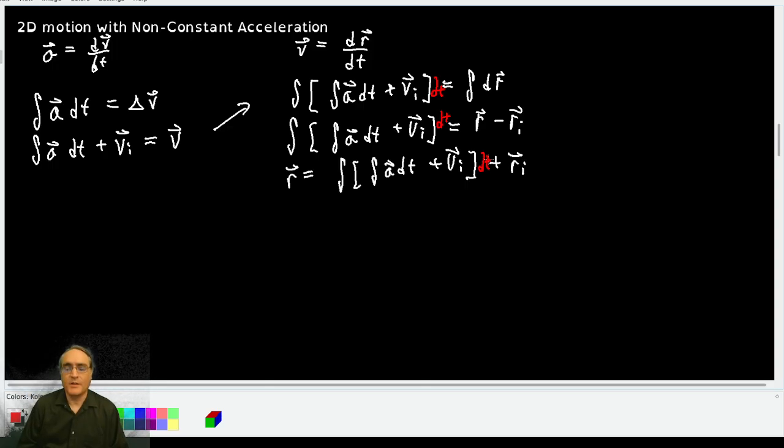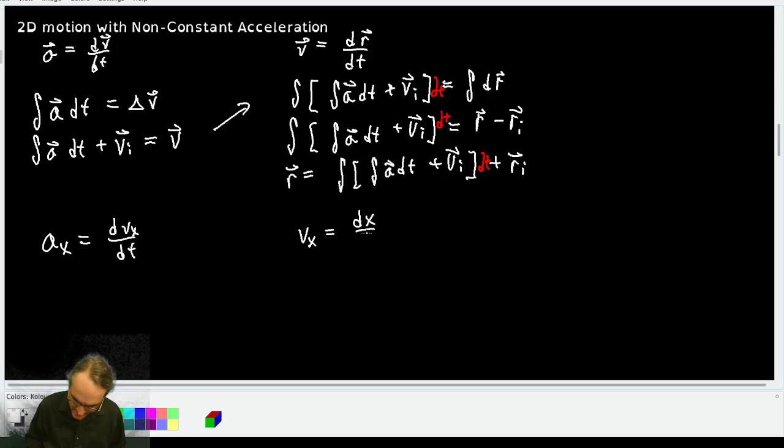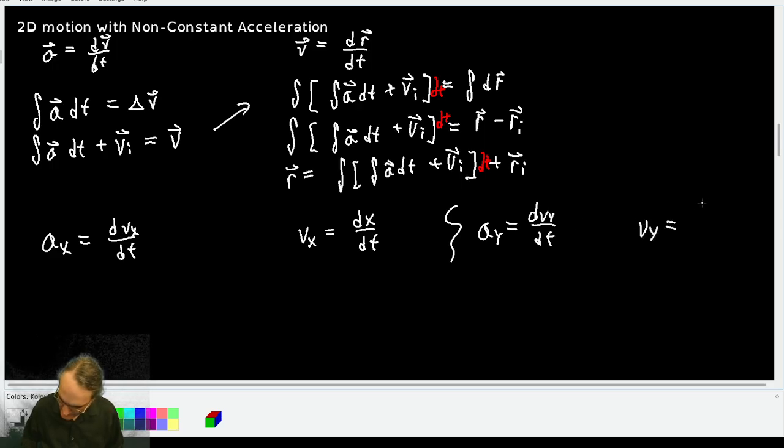Now it does get a little bit more complicated because you'll always have an x and a y component, but you can again separate it out and just handle the x and the y separately. So you could think about ax is dvx dt, and vx is dx dt, and then paired with that you'd have your ay is dvy dt, and vy is dy dt. So you could just separate it out. It isn't that hard to deal with.